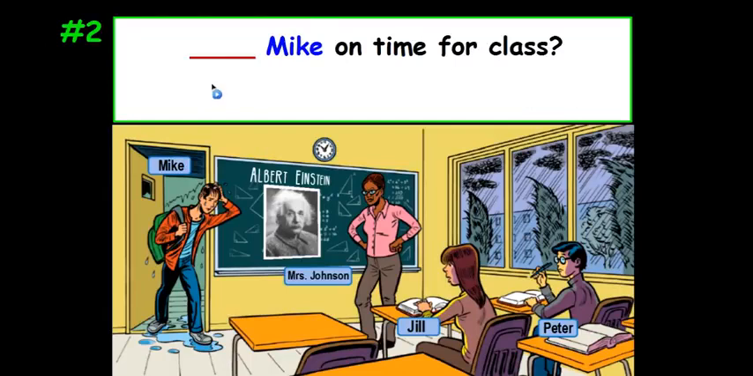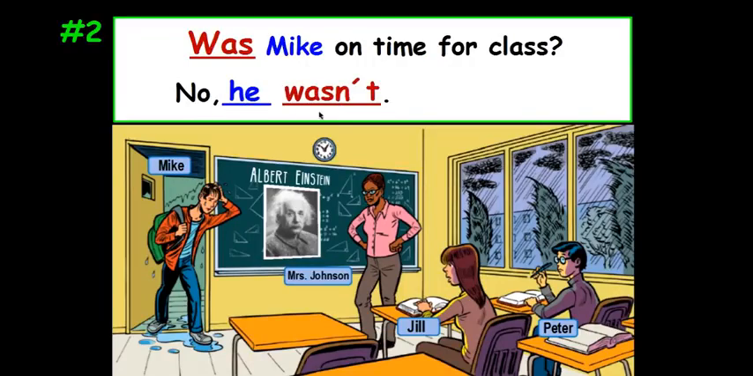Number 2. Was Mike on time for class? No, he wasn't. He was late. Repeat. Was Mike on time for class? No, he wasn't. He was late.